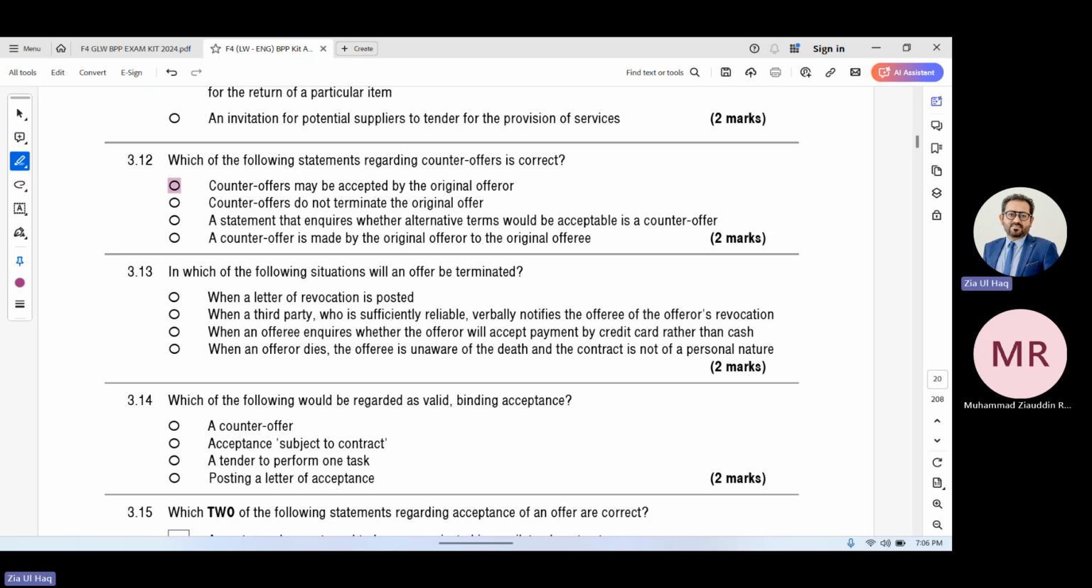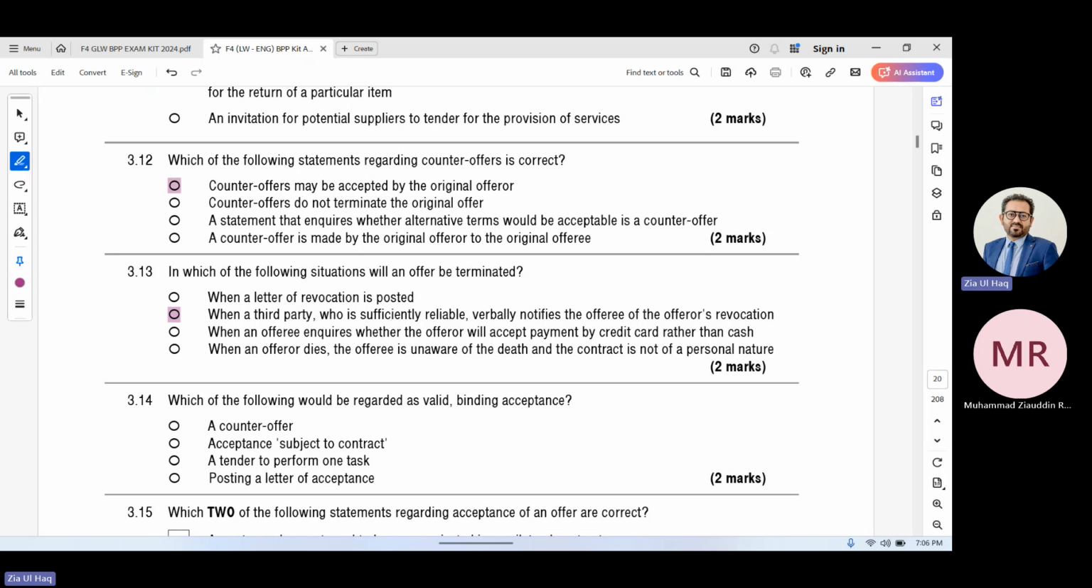When an offeree inquires whether the offeror will accept payment by credit card rather than cash, no. When an offeror dies, the offeree is unaware of the death and the contract is not of a personal nature. No, in that case, if he has accepted without knowledge of the death of the offeror, the personal representative of the offeror will complete the contract. So which option? B.